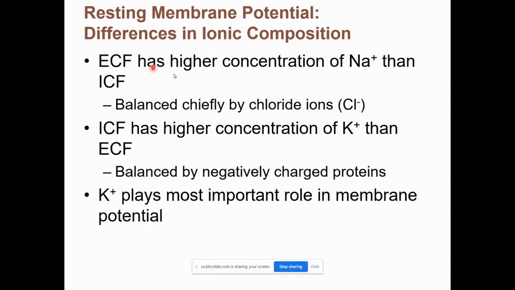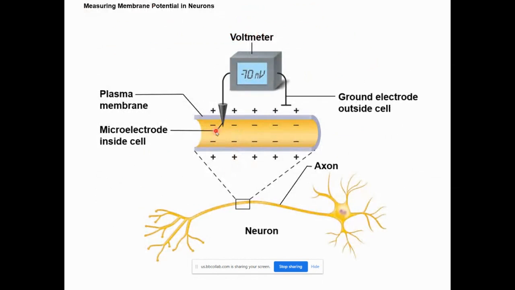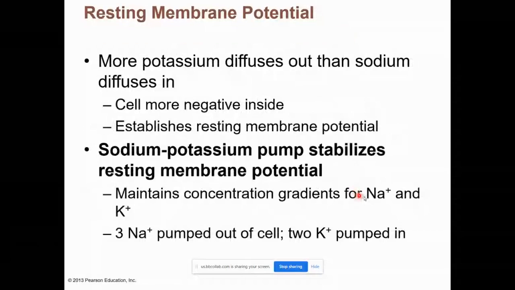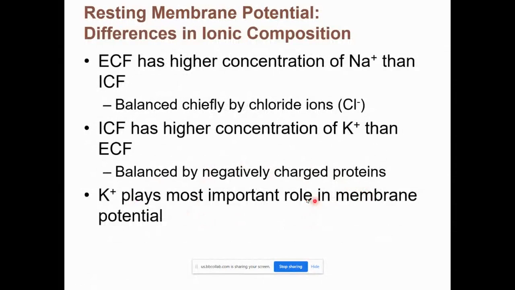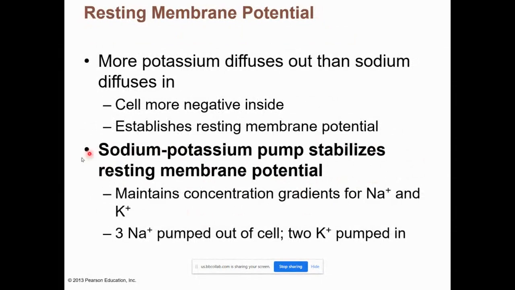This is saying the extracellular fluid has more sodium ions and the intracellular fluid has more potassium ions. And of course, we need to know that inside is negatively charged and outside is positively charged. I know it says a bunch of stuff here, but the main reason we get that positive and negative charge on either side is the sodium-potassium pump. 3 sodiums are pumped out, but only 2 potassiums are pumped in, and that creates a gradient.